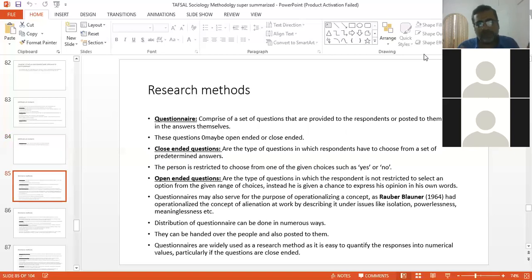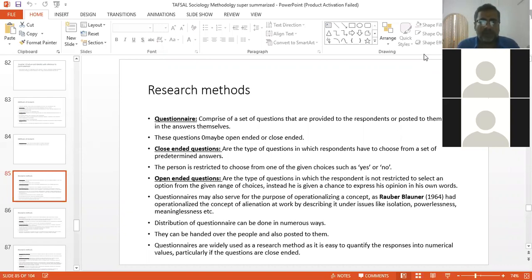So the tools that we use are, as we discussed last time, questionnaires. So what are questionnaires? A set of questions that are provided to respondents. In the yesteryears, these questions were either given by hand or they were posted to the respondents. Today we use the internet, Google Forms, in order to collect information. The questions that you put in the questionnaire can be closed-ended questions or open-ended questions.